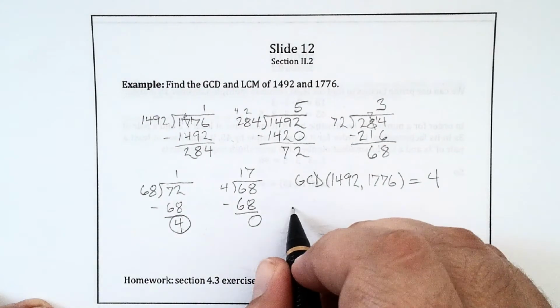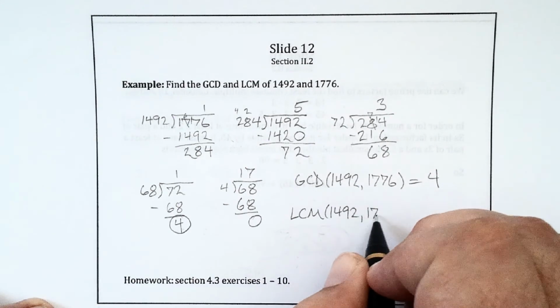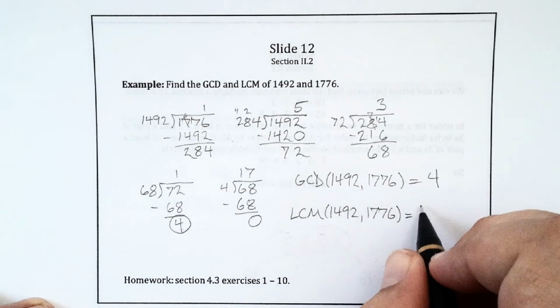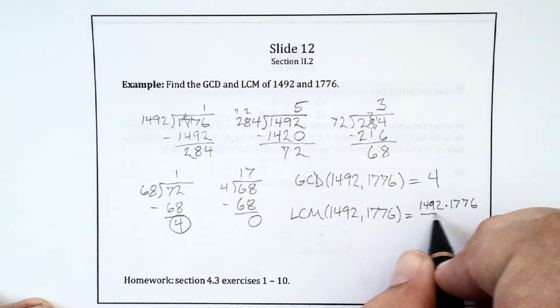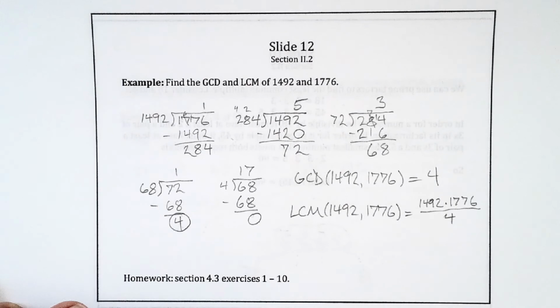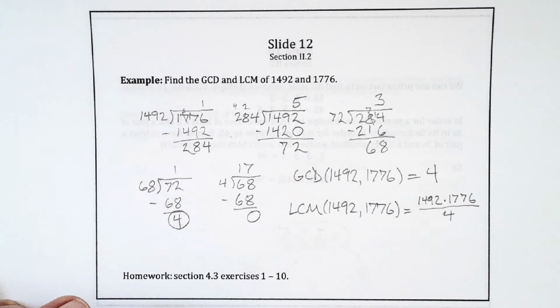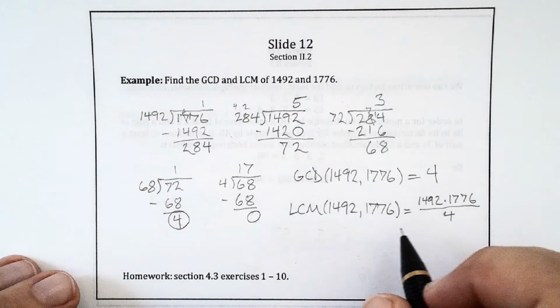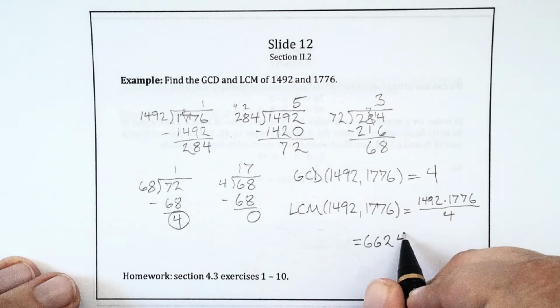Therefore, the least common multiple of 1492 and 1776 is 1492 times 1776 divided by 4. So let's just see what that is. Okay, so I'm getting 662,448.